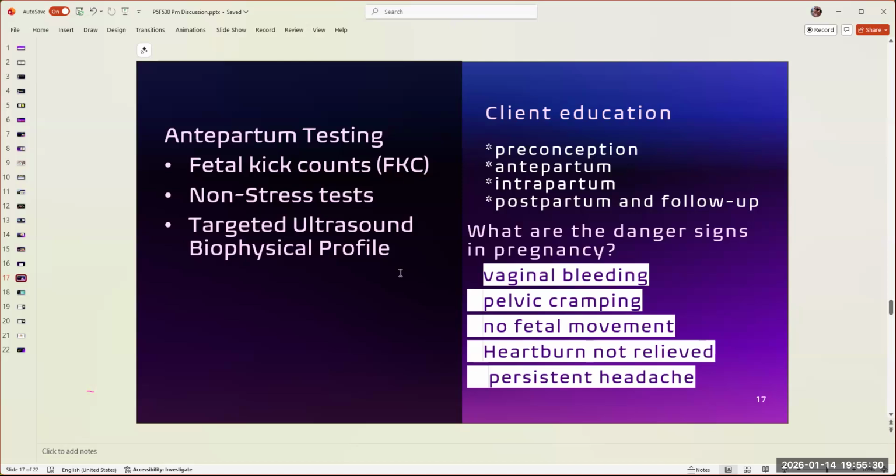So during late second and early third trimester and later on, we're going to teach mom about being aware of baby movement. We want her to feel her baby kick or move 10 times every hour or 2. We can do non-stress tests on babies that don't seem to be growing well. We can do an ultrasound that's called a BPP. It's a targeted ultrasound. We're looking for 4 criteria.